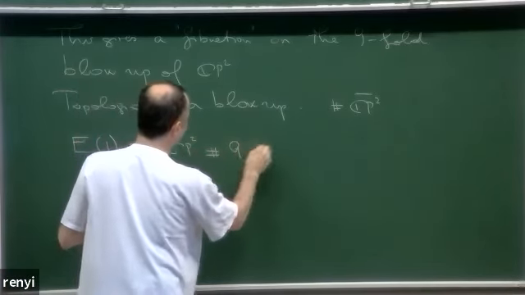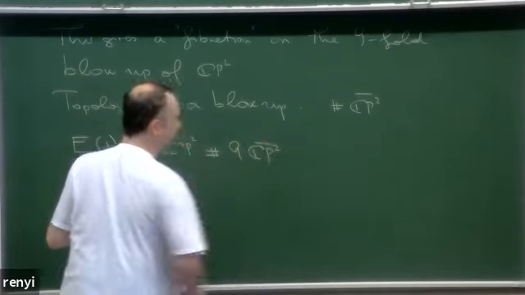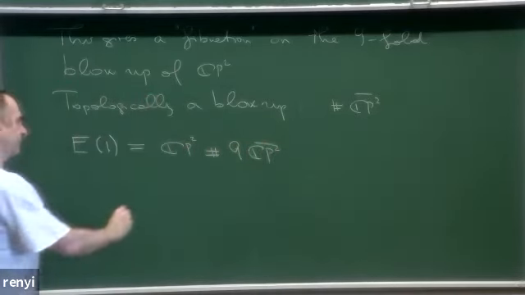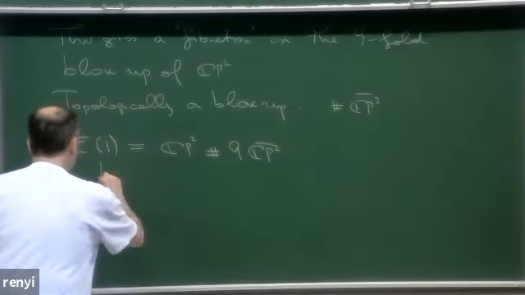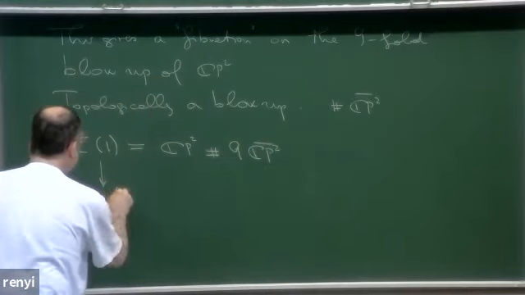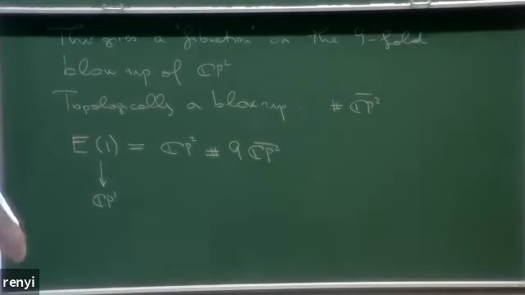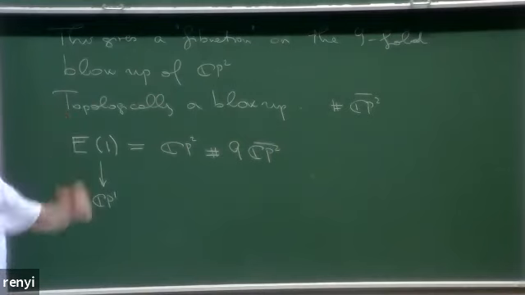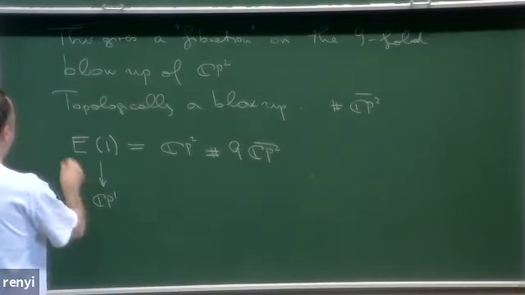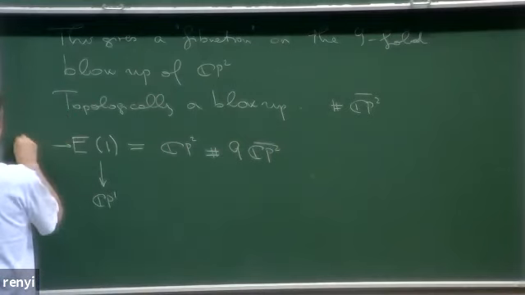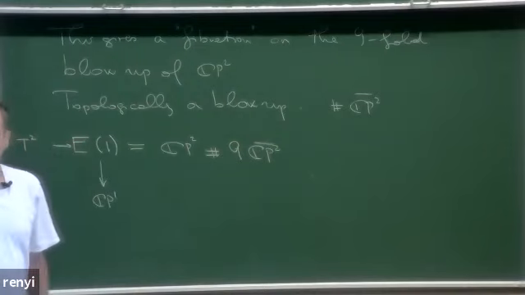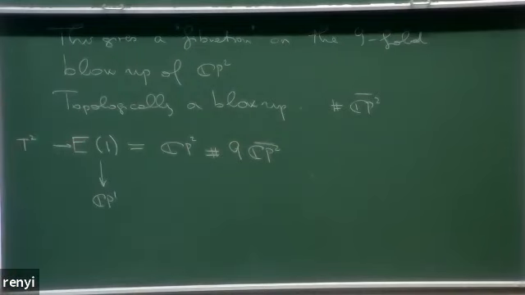and we have the connected sum with 9 CP2 bars. And it comes now with a map to CP1. Now the map extends over these 9 points because we just blew them up. And the generic fiber will be a torus, will be a cubic curve. The question is whether all fibers are tori, and we can see that this is not possible.